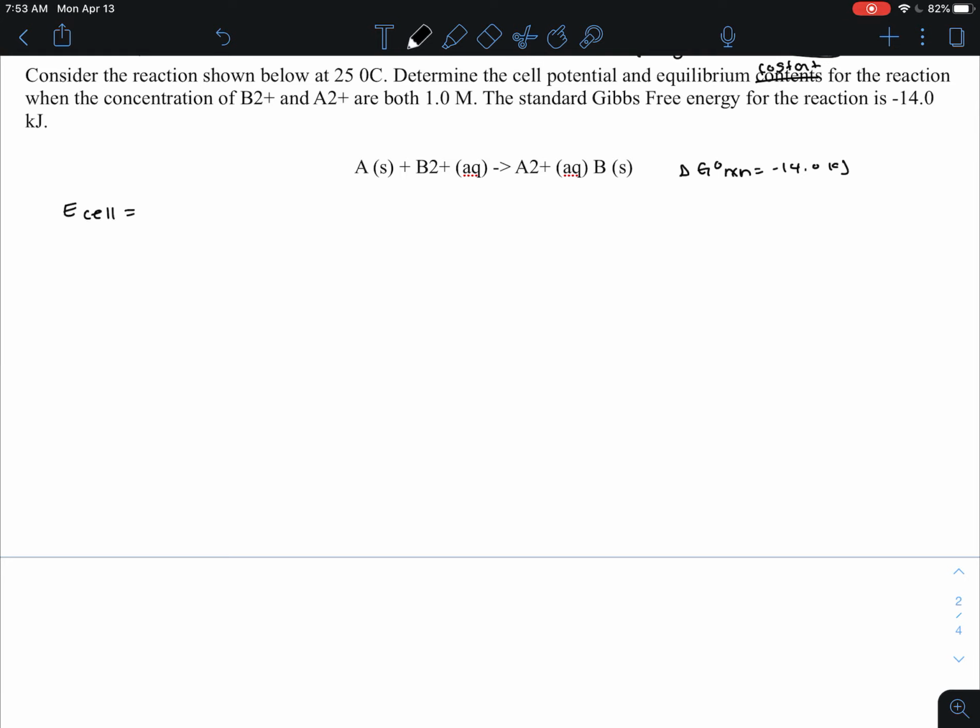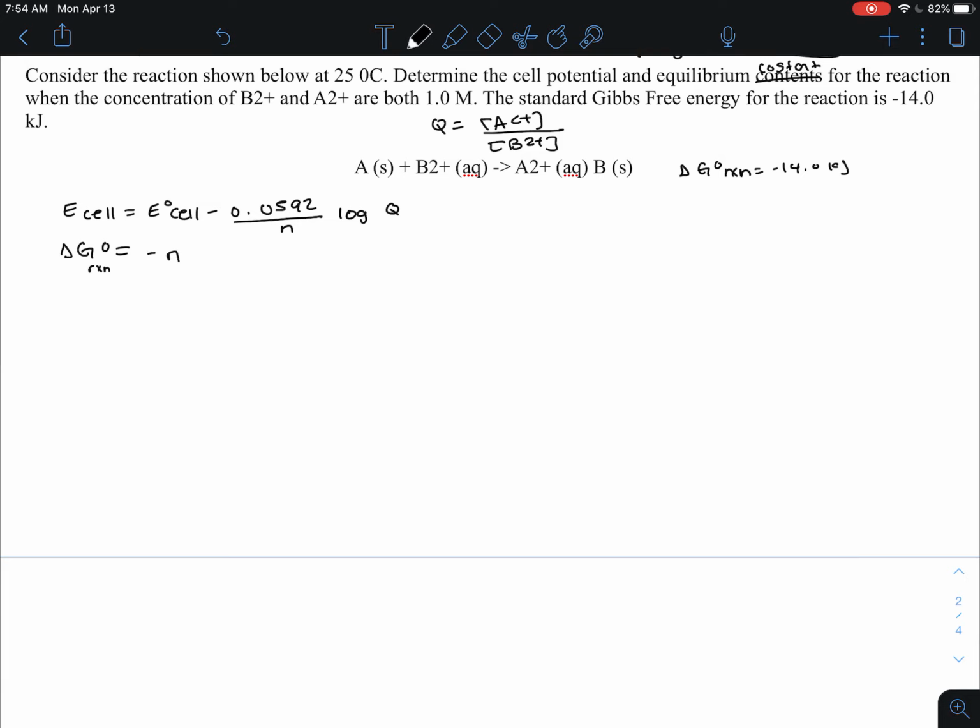I know that my cell potential is equal to standard cell potential minus 0.0592 over N log Q. Q I always have because Q is going to be products over reactants. Since two of them are solid, it's just A over B2 plus. What else do I know? Now I'm just going to write out my little equations here.